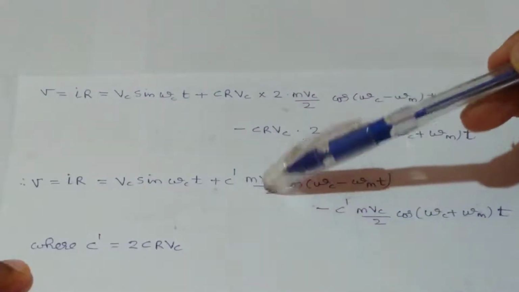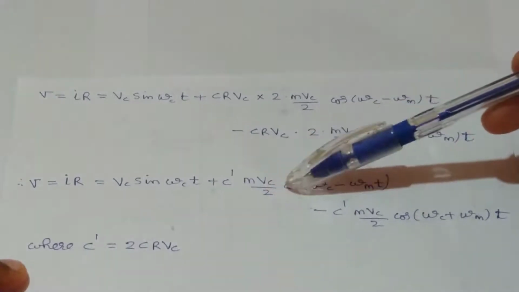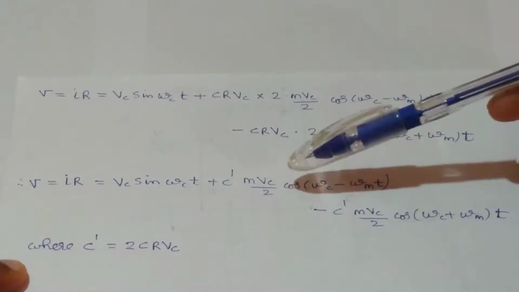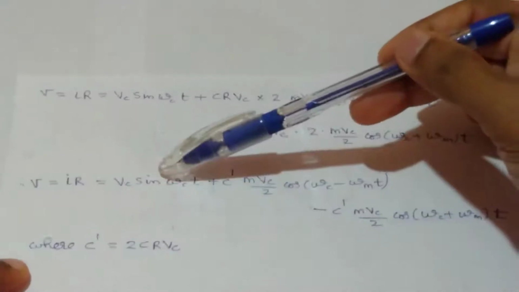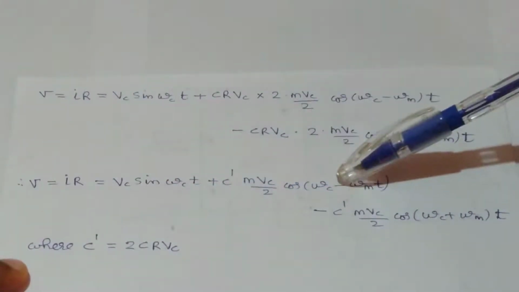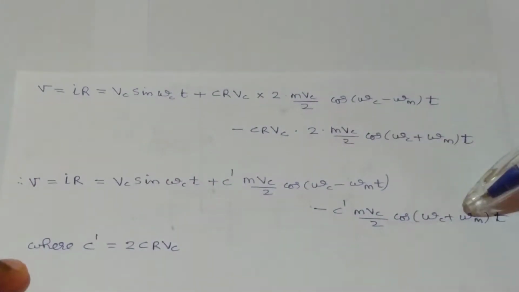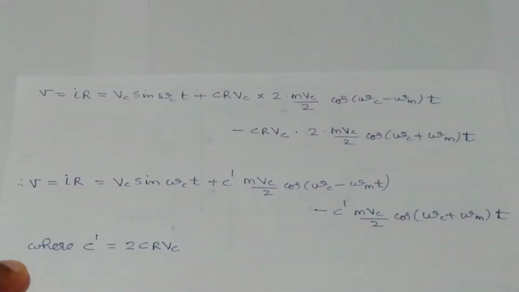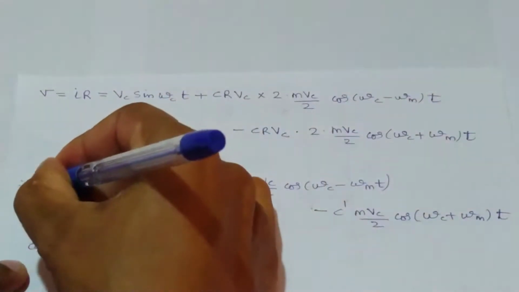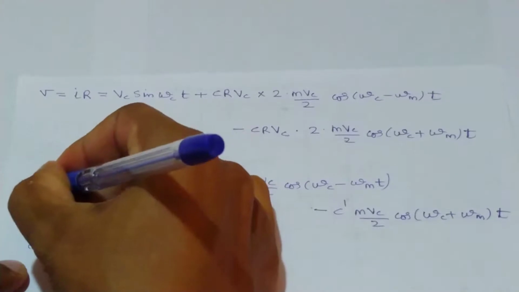So when we consider this equation, it has the standard AM signal components. It consists of the carrier component, lower sideband component and the upper sideband component. So this is our required AM signal. Okay, so I am going to represent this one as V AM.